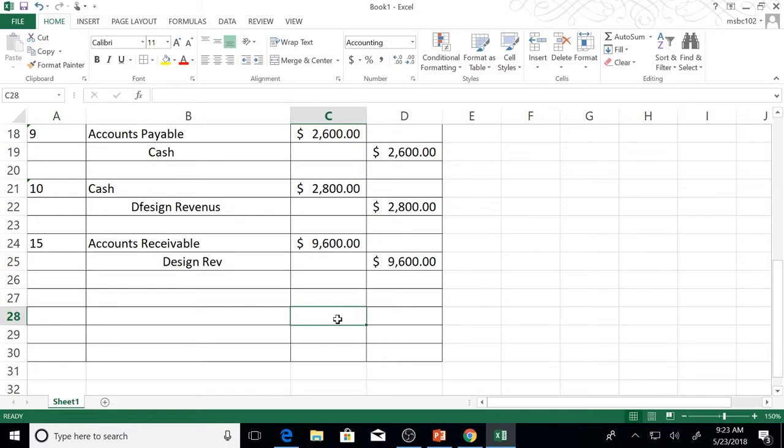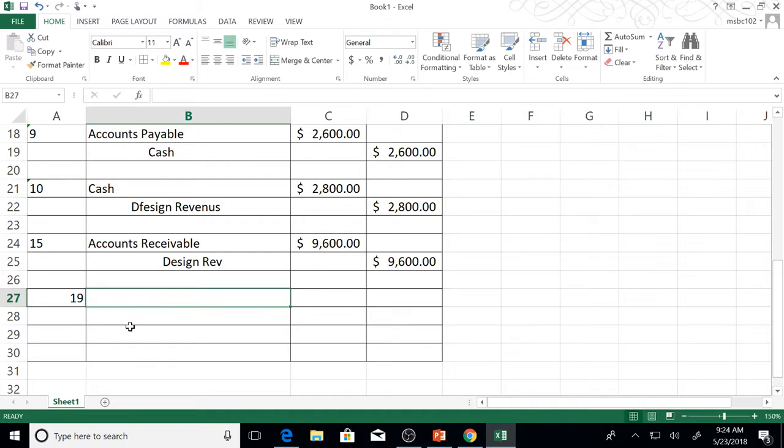Okay, after the 15th, on the 19th, they received the 1,400 advance fee as a deposit on a series of brochures. So I guess you could say a down payment. Design Studio accepts a $1,400 advance fee as a deposit on a series of brochures to be designed. So that's unearned revenue. That's correct. Unearned revenue, that's a liability.